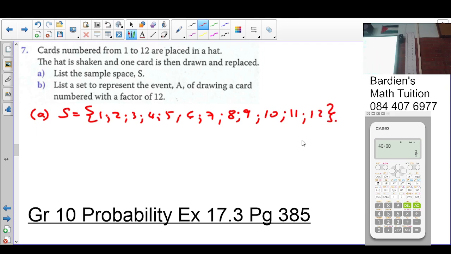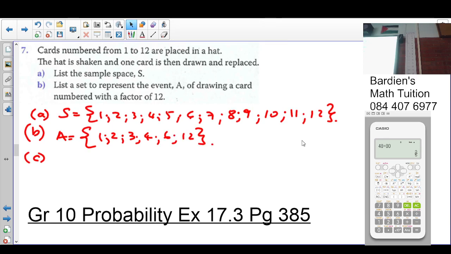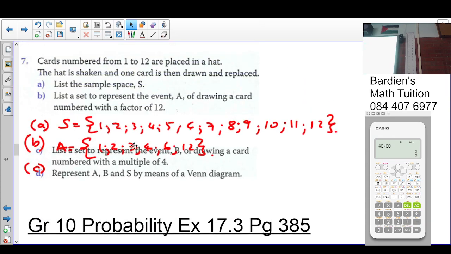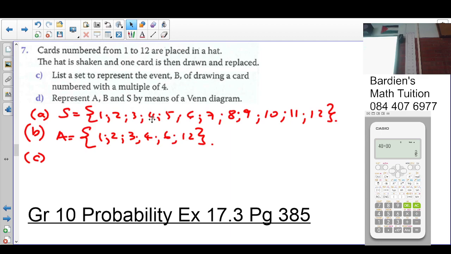Okay, B. List the set to represent the event A of drawing a number that is a factor of 12: 1, 2, 3, 4, 6, and 12. C says, list the set to represent event B of drawing a card numbered with a multiple of 4. Multiples of 4 are 4, 8, 12.